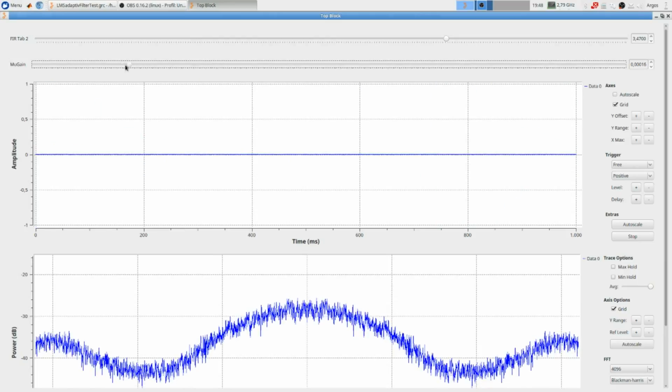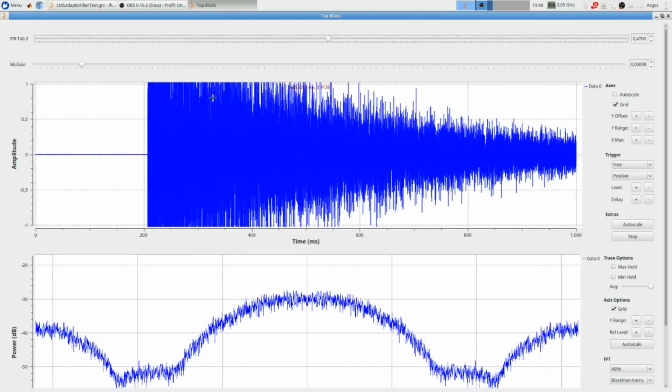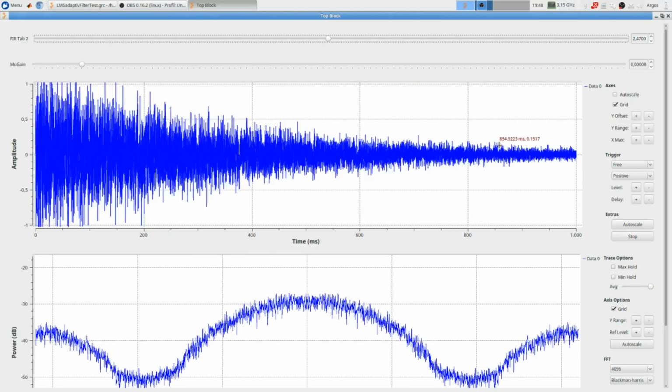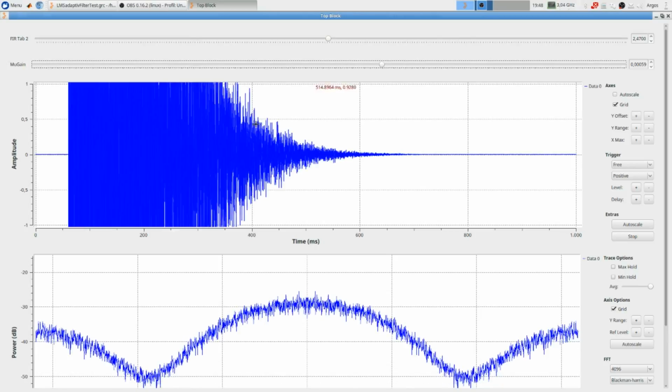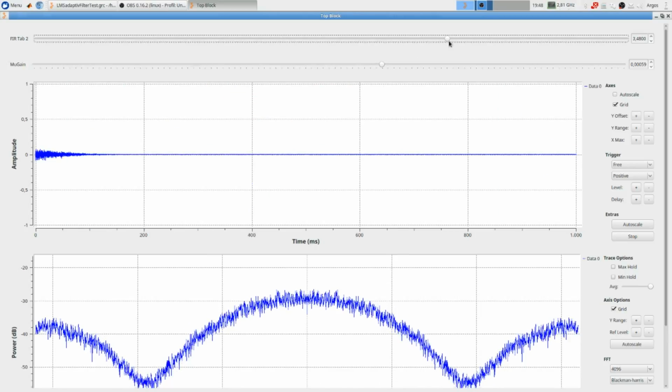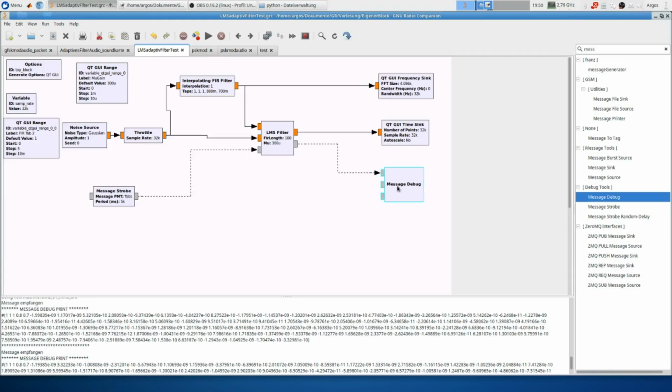Okay, let's make the converging process slower. Now you can see that it takes a very long time to converge. If we put the mu factor up, you can see it needs only a short time to converge. Okay, let's go back to our schematic here.